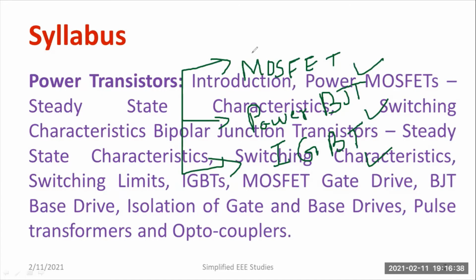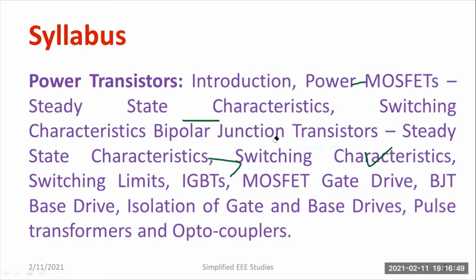So we'll be discussing the 3 types of devices, their switching characteristics, static characteristics, and some practical features. That's the plan of action. You can go through the syllabus. Finally, we'll be discussing some supplementary components such as gate drivers, base drivers, isolation of gate and base drivers, then optocoupler ICs, then pulse transformers, etc. These are supplementary topics, a continuation of these power transistors. We'll be discussing these segments in depth. After completion of this module, you'll get a good idea about power transistors.